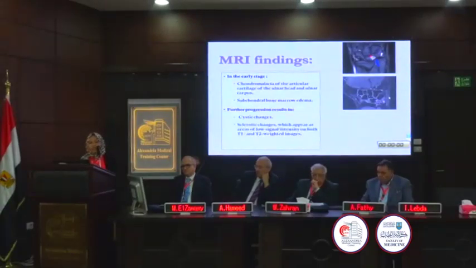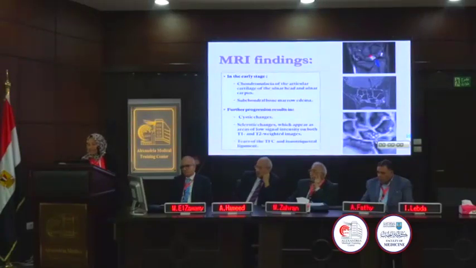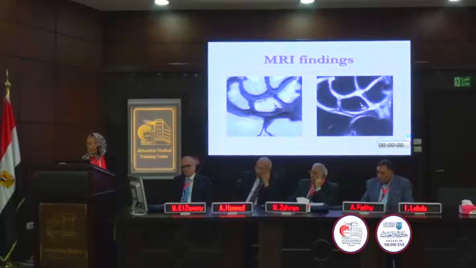maybe sclerotic changes, which will be hyperintense on both T1 and T2 weighted images. In early stages, we may identify just subtle marrow edema like this, and we can notice that here the patient has a neutral variance by MRI.